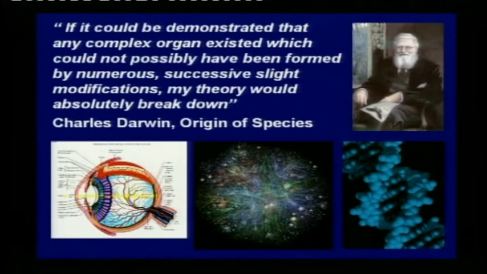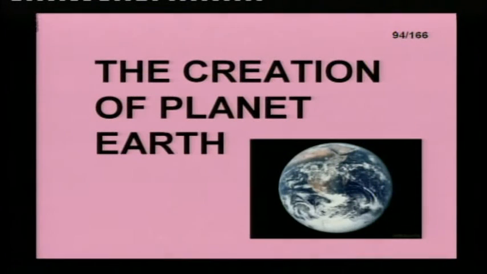Well, I've just introduced to you something called irreducible complexity. In other words, an eye will not function unless it's perfect first time. And I submit to you, Mr. Darwin, that this eye could not possibly have formed by numerous successive slight modifications. No, it had to be perfect first time.